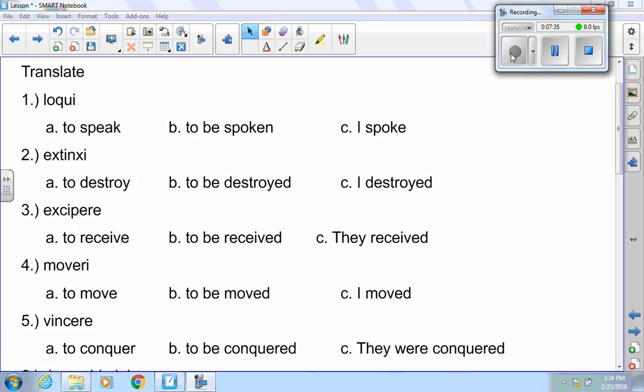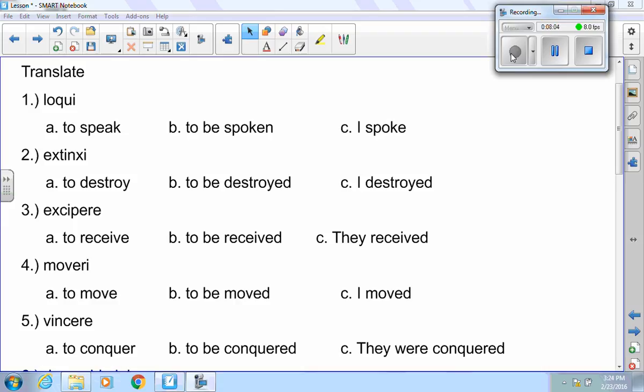Extinci is not an infinitive. It is a perfect first-person verb. So I would translate it as I destroy. Locally is a deponent, so I translate it as present active, to speak. Excipra, number 3, is present active, so I translate it as to receive. Mawari is not a deponent verb. It is in a passive form, so I translate it as to be moved. And then winkra is in the active form, so to conquer.